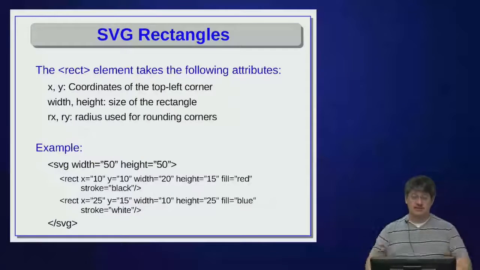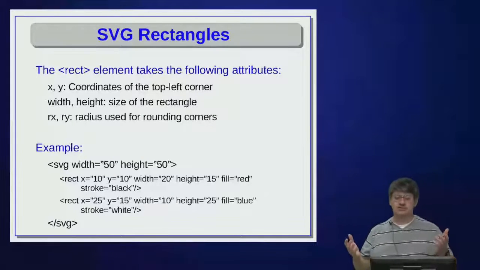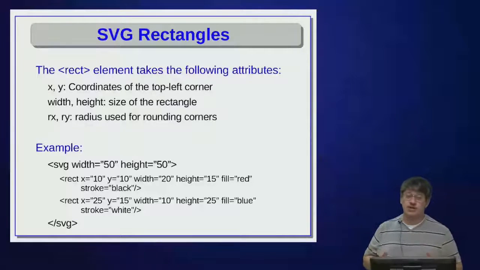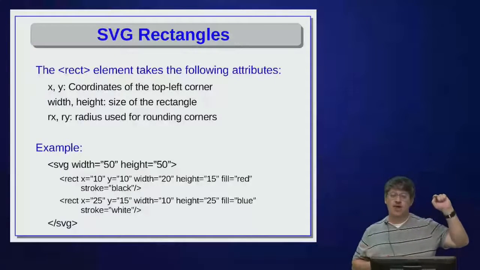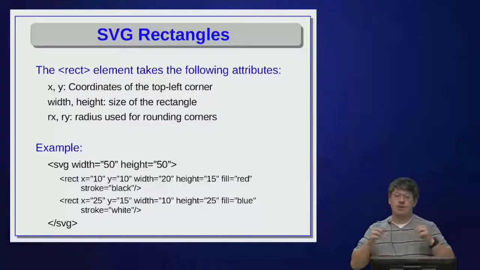I can draw rectangles in SVG. Rectangles take actually 6 attributes. 2 of them are optional. The 4 required attributes are an x and y coordinate. Those are the coordinates of the top left corner of the rectangle. I also give it a width and a height.